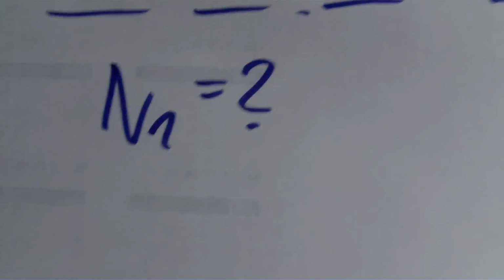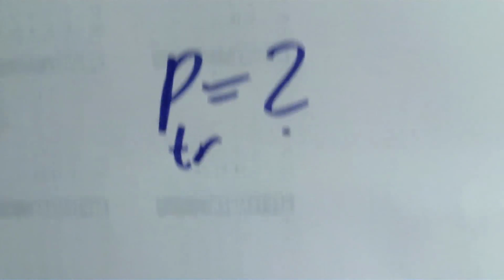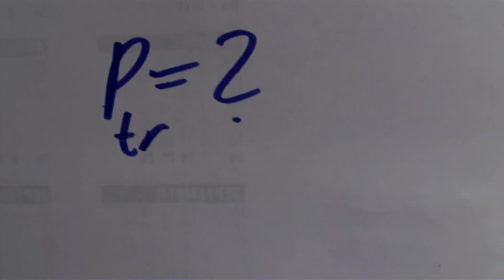The first question is, what is the number of turns on the primary side? Second one, what is the current on the primary side? Third one, what is the amount of transformed power? And fourth one, the fourth one comes afterwards.